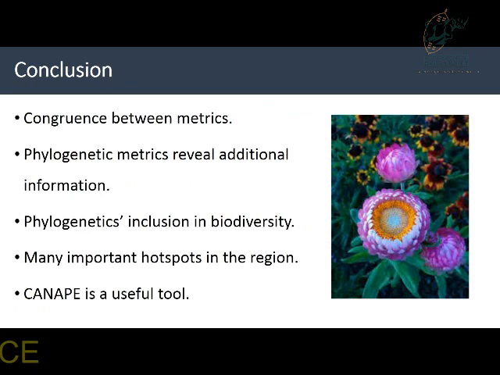And in conclusion, I did find that there was high congruence between the metrics, with phylogenetic metrics revealing additional information about an area, and that including phylogenetics does reveal more information. I also found that CANAPE is a useful tool for differentiating between areas of endemism that are important in the region, and that many hotspots in the region are not protected.